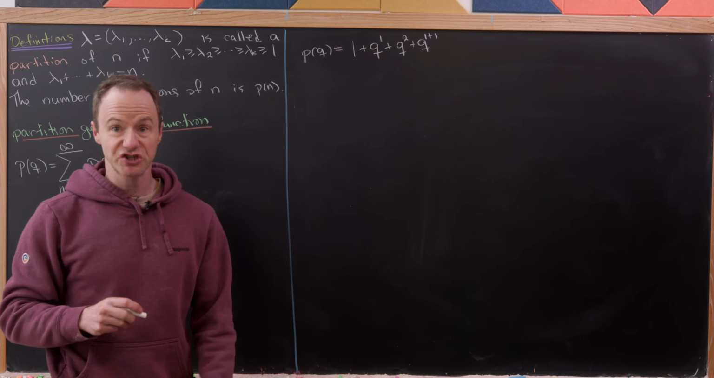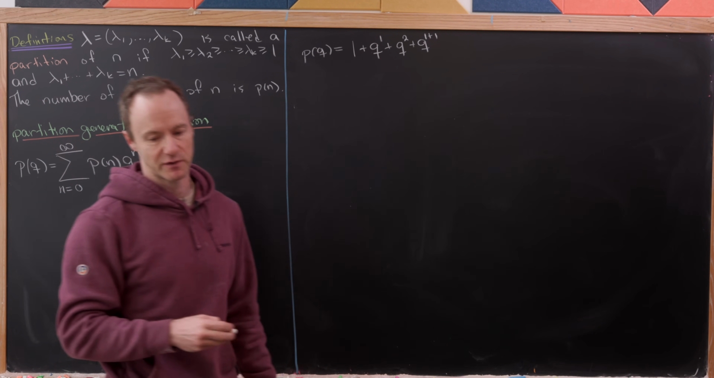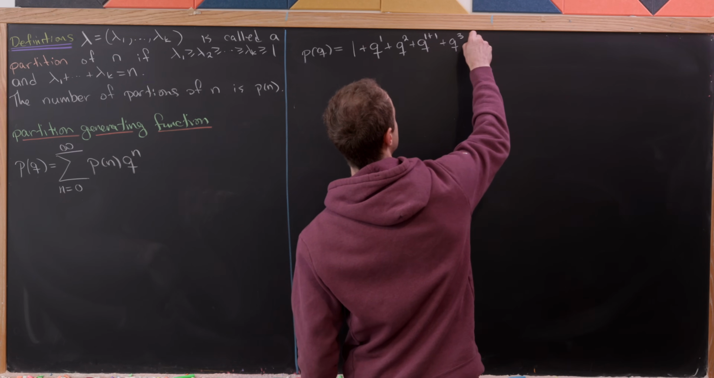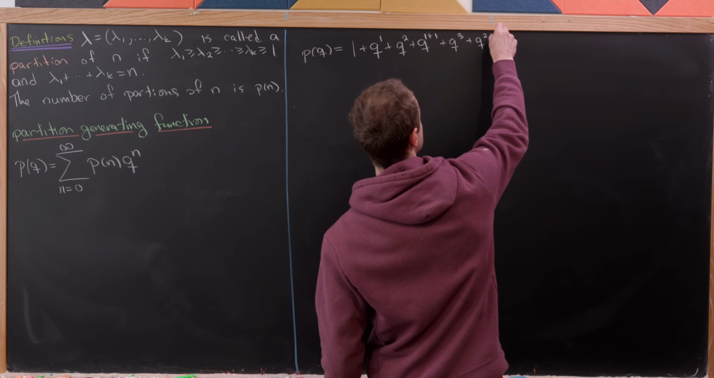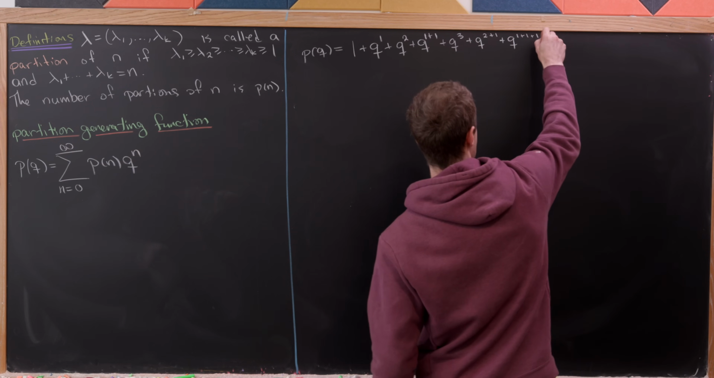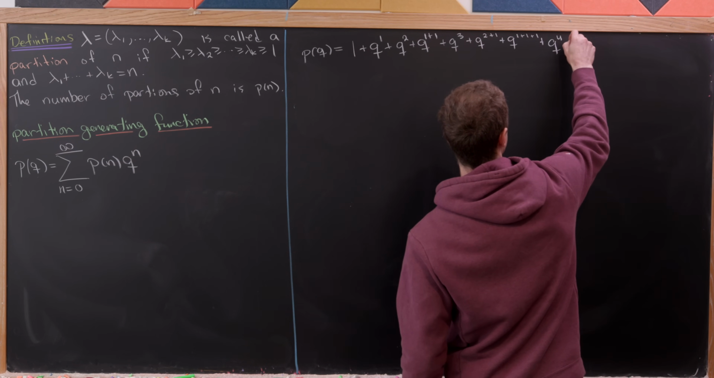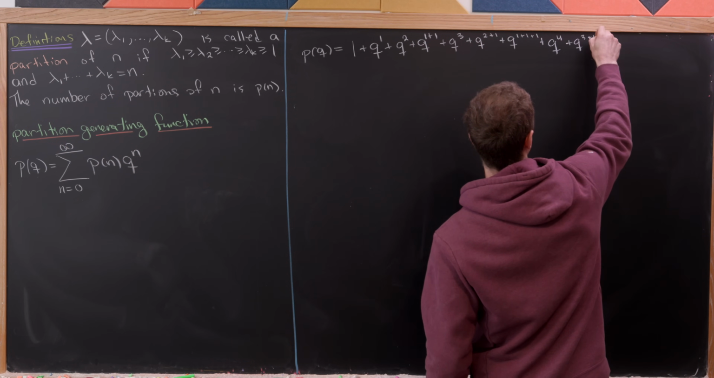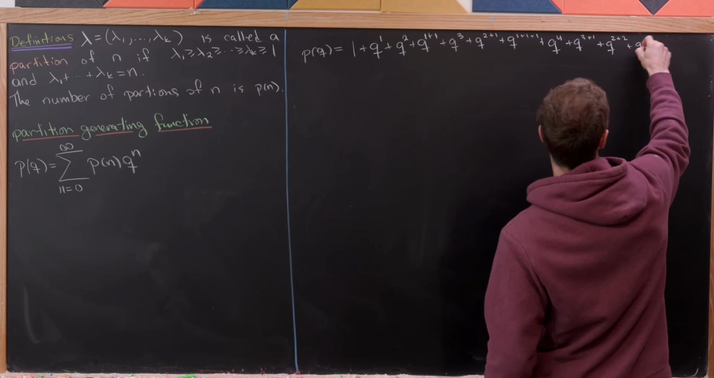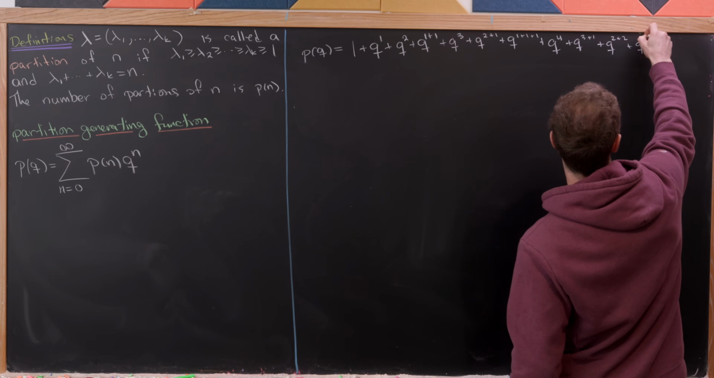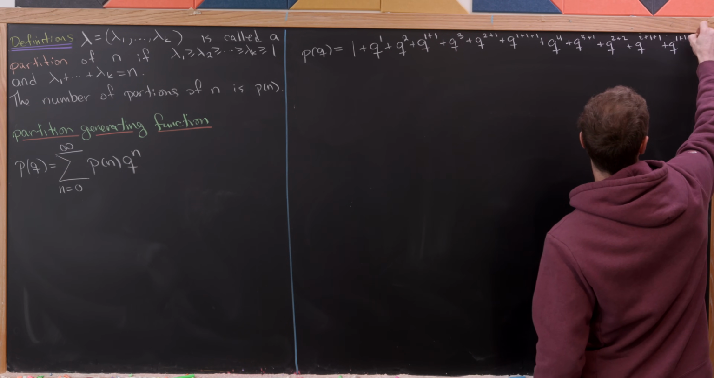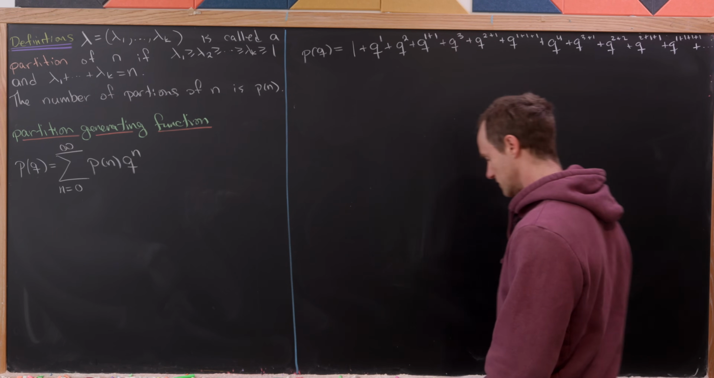So notice I just took the partitions and I put them in the exponents. And then I'm going to continue doing that kind of thing. So q cubed plus q to the 2 plus 1 plus q to the 1 plus 1 plus 1. And then for 4, I have q to the 4 plus q to the 3 plus 1 plus q to the 2 plus 2, and then plus q to the, let's see, 2 plus 1 plus 1, and then q to the 1 plus 1 plus 1 plus 1, and then so on and so forth.